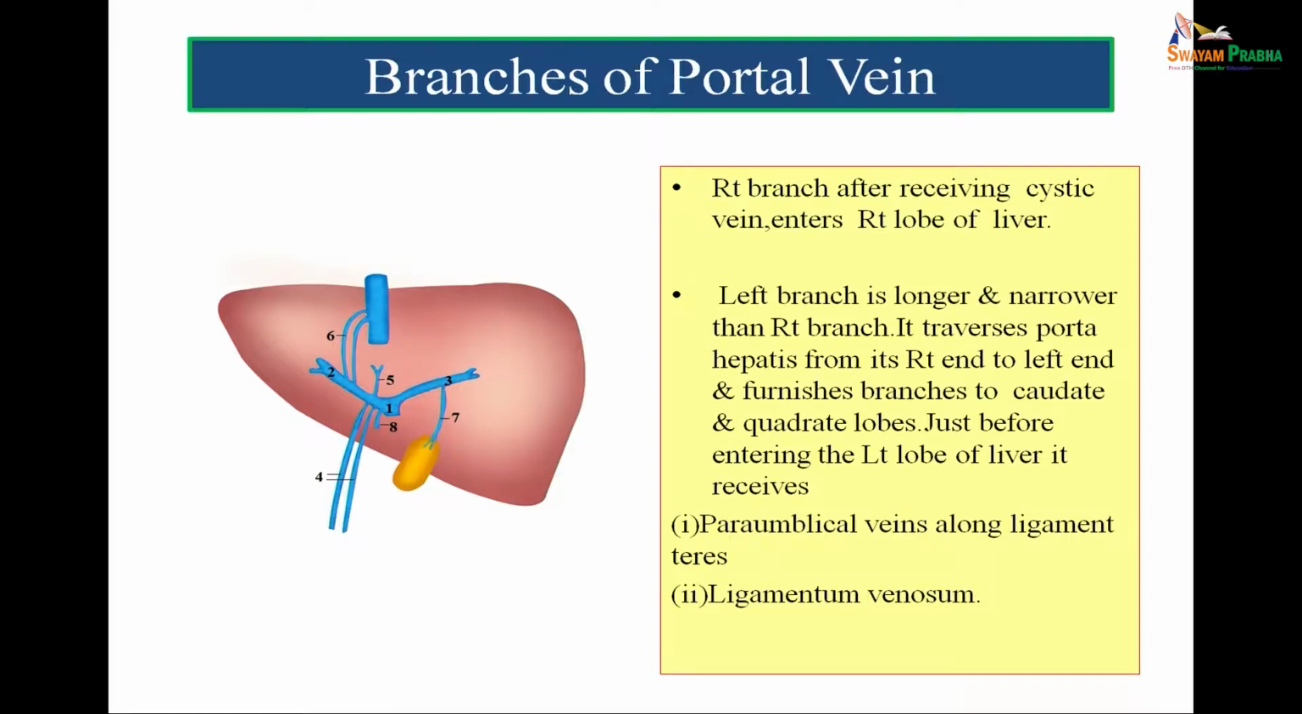It traverses the porta hepatis from its right end to the left and furnishes branches to the caudate and quadrate lobes, shown by 5 and 8 in the figure. Just before entering the left lobe of the liver, it receives the paraumbilical veins along the ligamentum teres, marked by 4 in the figure, and the ligamentum venosum, marked by 6 in the figure.